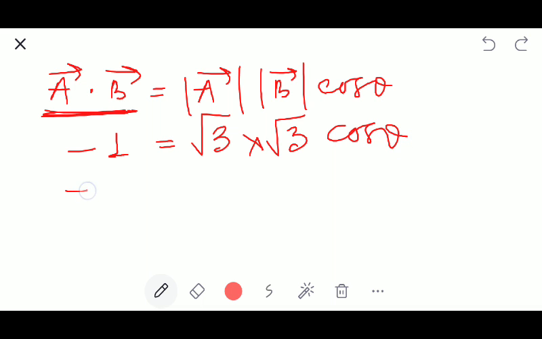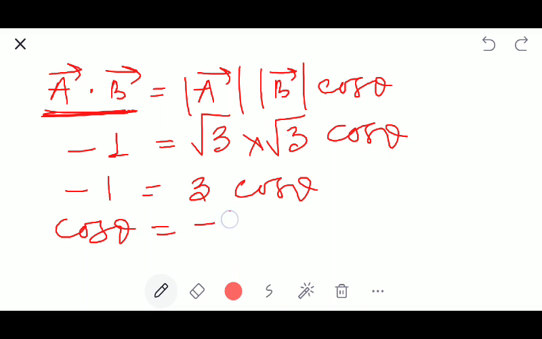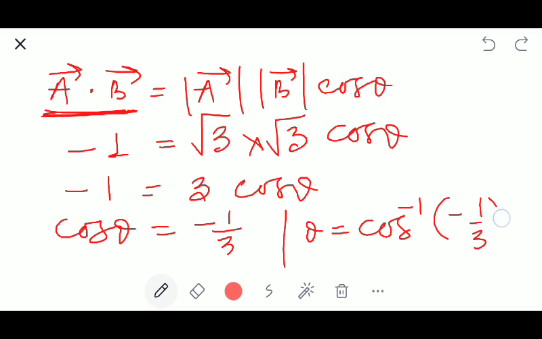So it will come minus 1 equals root 3 multiplied by root 3, that is 3 cos theta. So I can write that cos theta equals minus 1 by 3. If cos theta equals minus 1 by 3, then theta equals cos inverse of minus 1 by 3. That's the final answer we want.